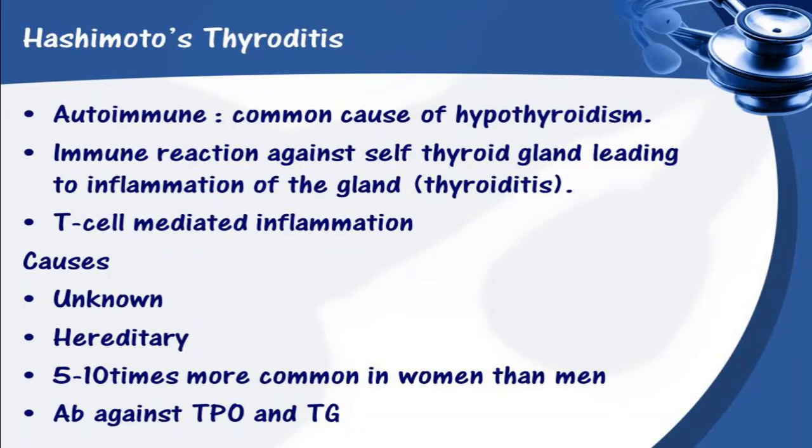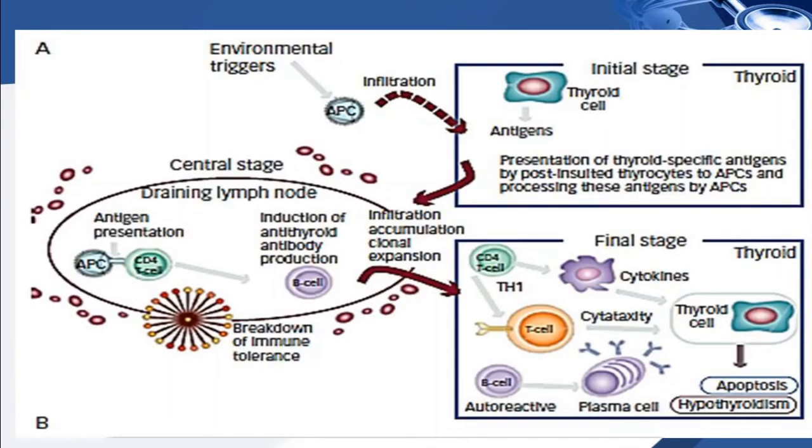T cell mediated inflammation can also result in Hashimoto's thyroiditis. Causes are unknown, could be hereditary, and it's 10 times more common in women than in men. A reason could be the presence of antibodies against thyroperoxidase and thyroglobulin. So this figure explains how the whole system happens. An environmental trigger will activate the antigen presenting cells, which infiltrate into the thyroid gland.